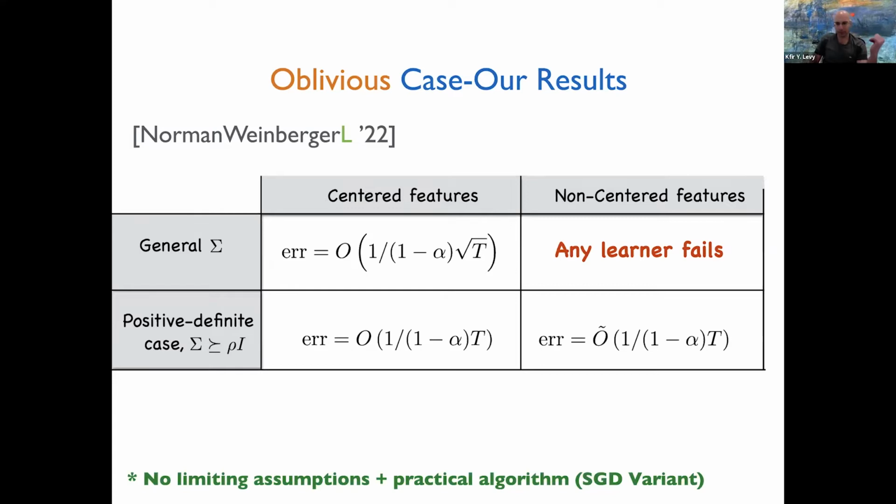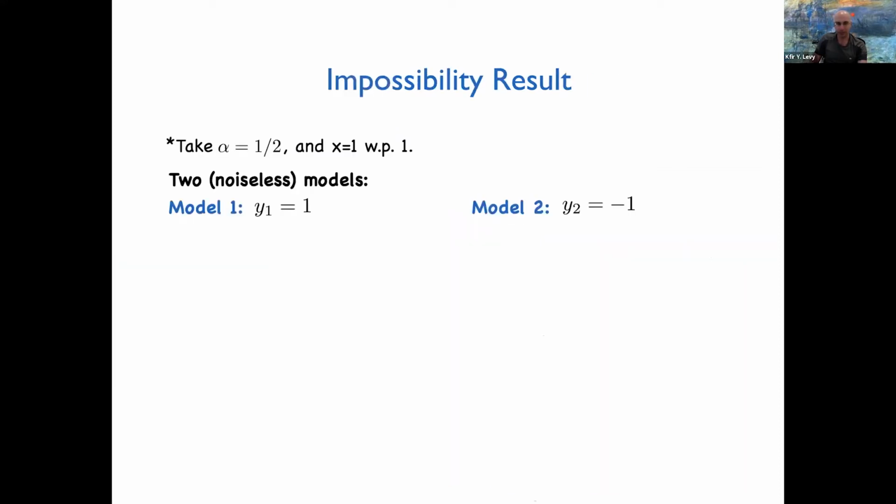Okay, so let's talk about these results, and let's first talk about the negative result or impossibility result that we show. The example that we have for this impossibility result is very simple. We take alpha to be equal to half, meaning that the adversary can contaminate 50% of the data, and we let x be equal to 1 with probability 1. So the features are fixed and equal to 1 all the time. Now we look at two models. In the first model, the label is always equal to 1. And in the second model, the label is always equal to -1.